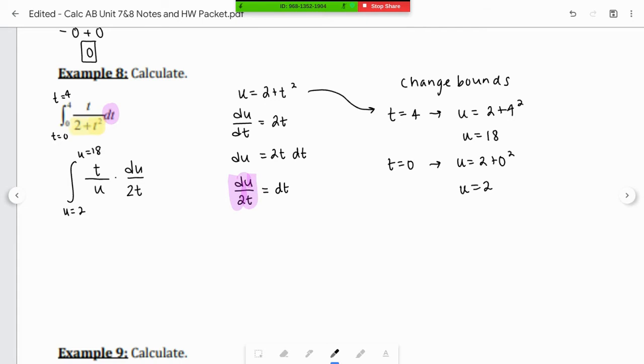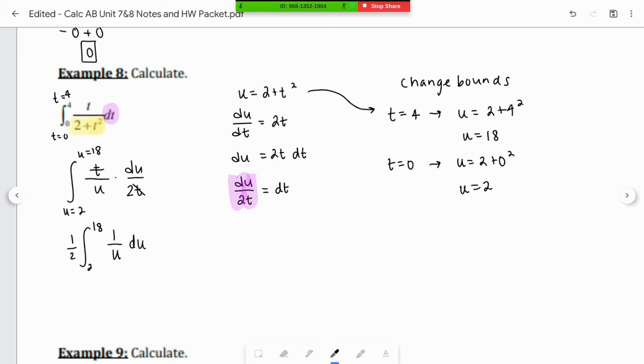And now I'm going to do my rewriting here. So my t in my numerator divides with this t in the denominator. I'm going to take the 1/2 out of my integral. So this gives me 1/2 times the integral from 2 to 18 of 1 over u du. Remember that it's easier for me to write this as 1 over u du as opposed to writing it as du over u, for the purposes of seeing how we're going to antidifferentiate this.